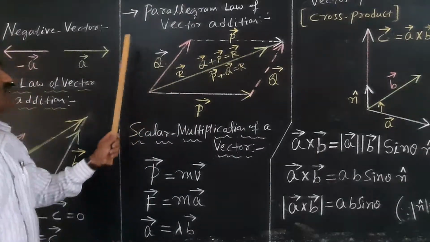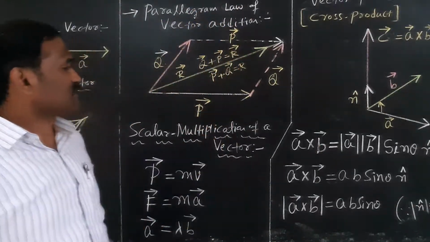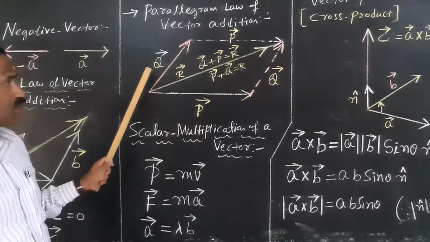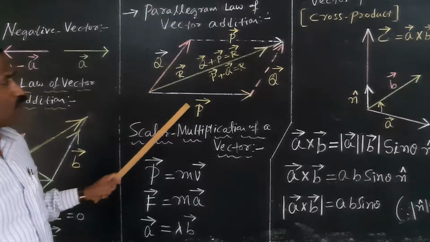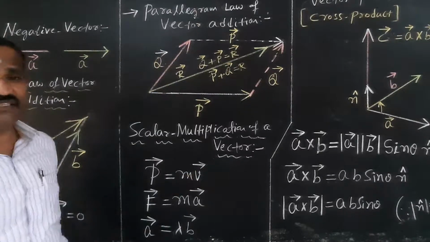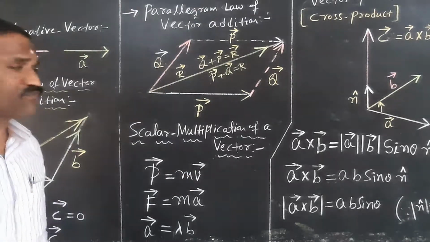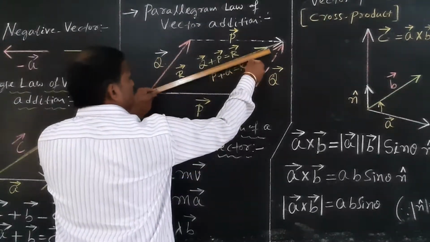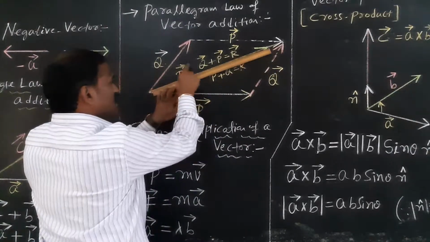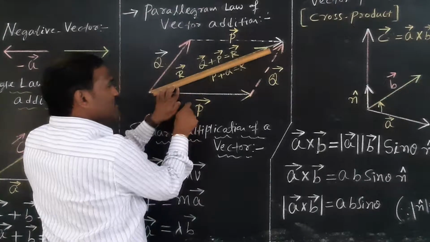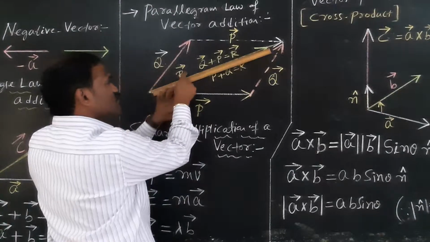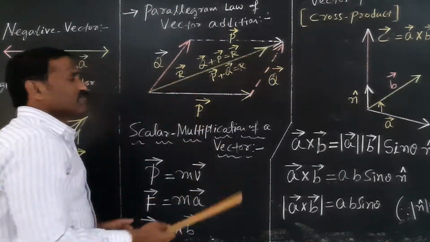I will repeat once again, parallelogram law of vector addition. Let us consider vector P, vector Q, which represents both magnitude and direction, acting along the two adjacent sides of a parallelogram. The diagonal passing through the point of concurrency gives the magnitude and direction of the resultant of two vectors. Effect of P and effect of Q is given by this vector R.